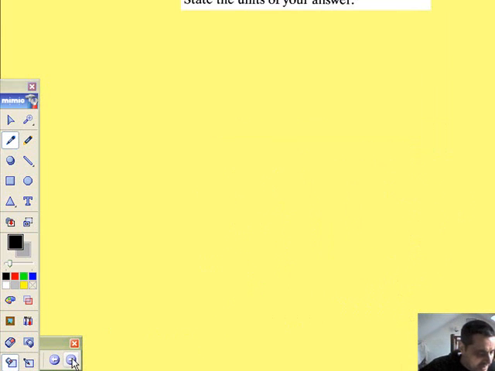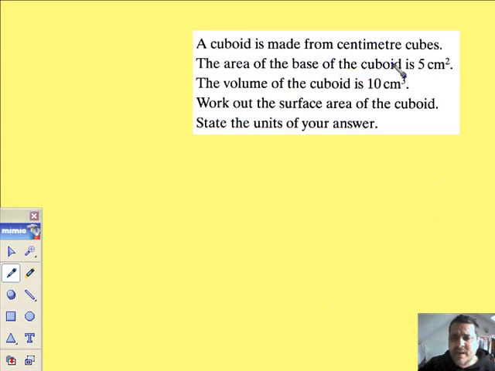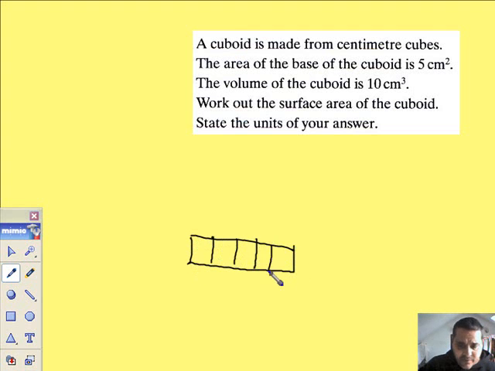Next question is question 3. Right, so a cuboid is made from centimeter cubes. The area of the base of the cuboid is 5 centimeters squared. Great, I've got to draw this. So imagine the bottom looks a bit like that, and it goes 1, 2, 3, 4, 5. Okay, so here it is, going into 3 dimensions now. So if you can imagine this happening like that, so I've got 5 on the bottom, but the volume of the cuboid is 10 centimeters cubed.